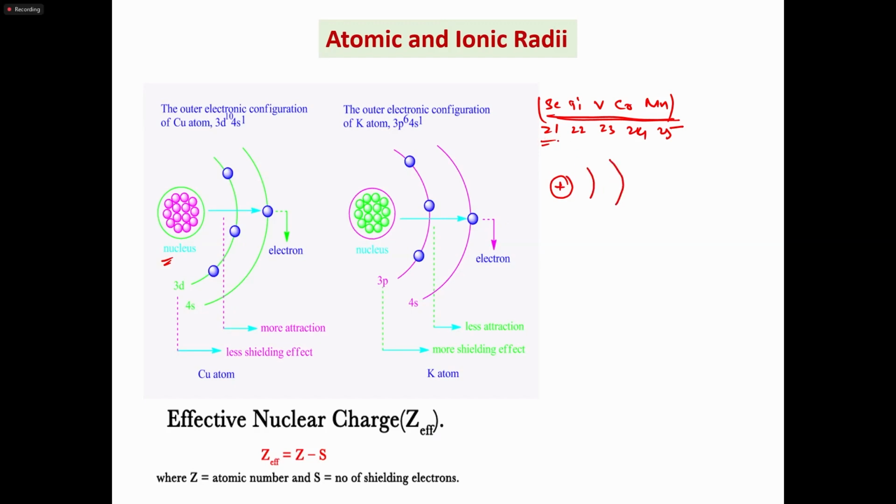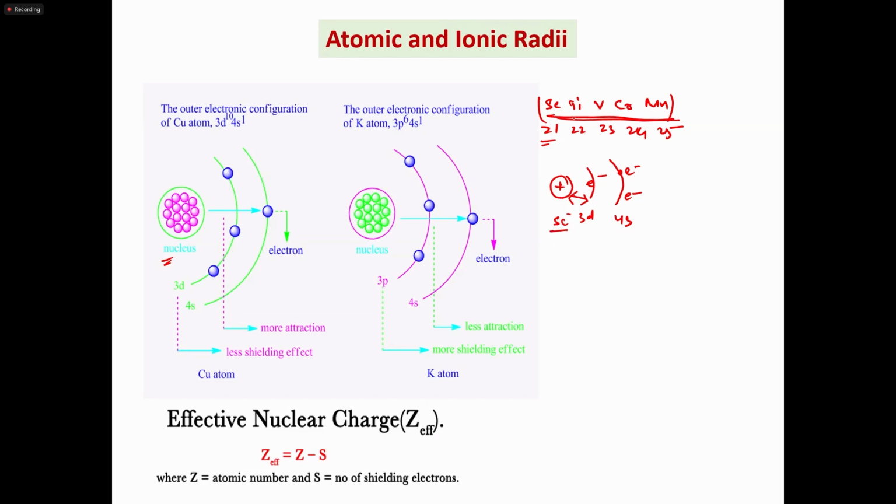Suppose the electronic configuration is 3d1 4s2. So what will happen here? This is the 3d orbital, and this is the 4s orbital. For every element, the 4s orbital is there. For the scandium case, there are two electrons present in 4s and one electron present in 3d. So there will be attraction between this nucleus and these electrons. This is for scandium.